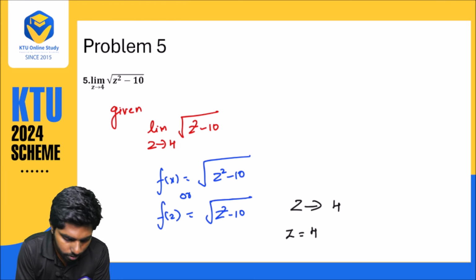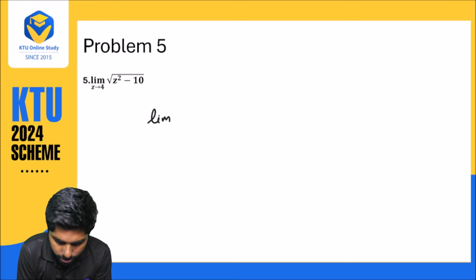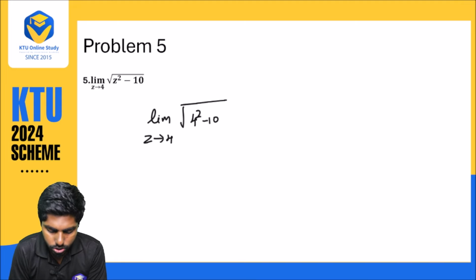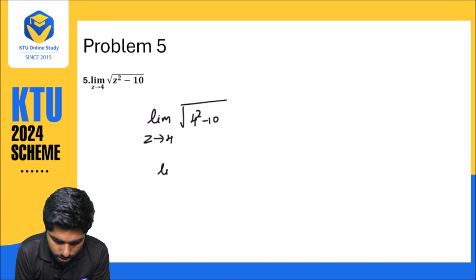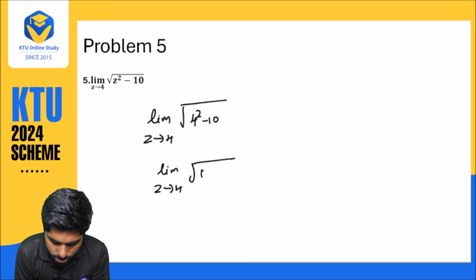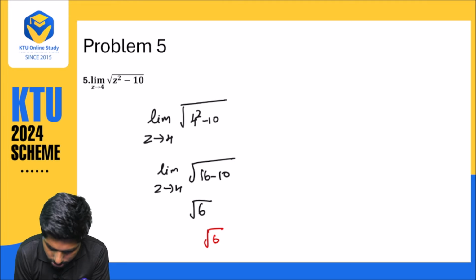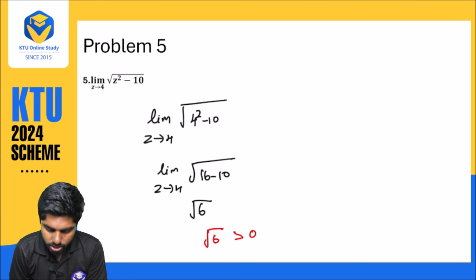Just substitute, what will we get? Limit z approaches 4 means we will get 4 square minus 10. What is 4 square? 16. That means 16 minus 10. What will we get? 6. Root 6. So root 6 is greater than 0. That is a condition we have seen.